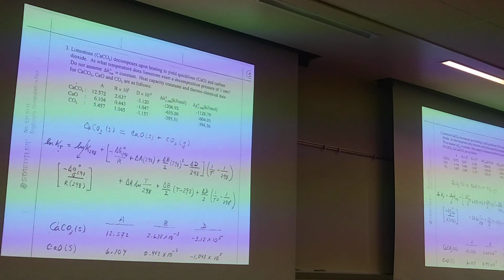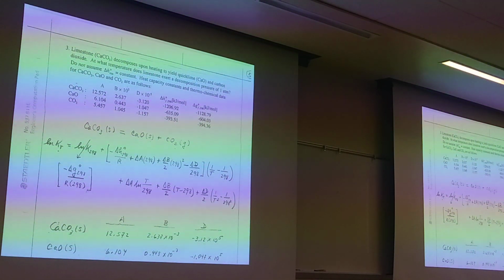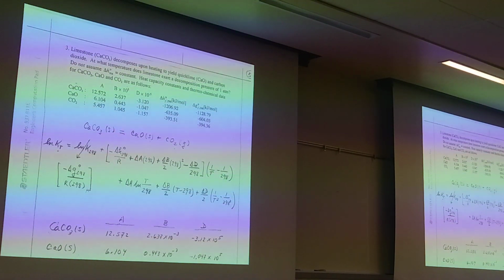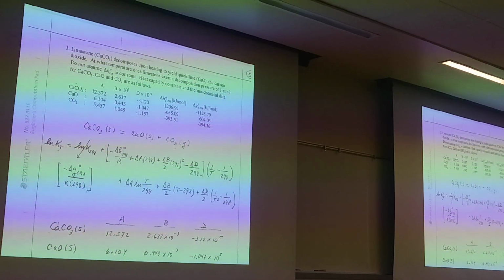In the third problem, we have limestone, calcium carbonate, which decomposes on heating to yield quicklime, which is calcium oxide, and carbon dioxide gas. At what temperature does the limestone exert a decomposition pressure of 1 atmosphere? You're told not to assume in this case that delta H, the heat of this reaction, is constant, and then you're given heat capacity constants and other information for the various components that are present in this reaction.